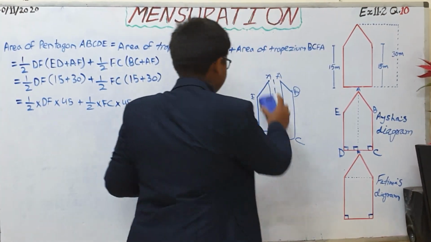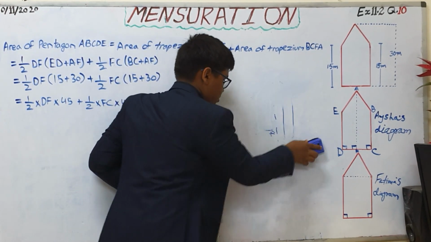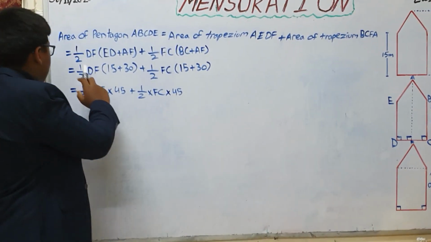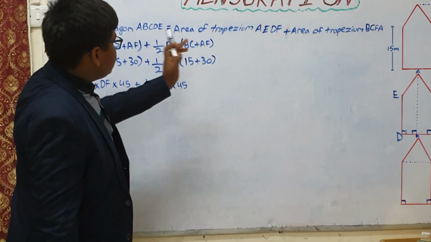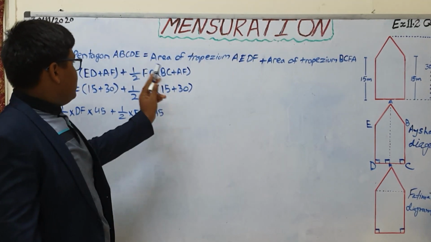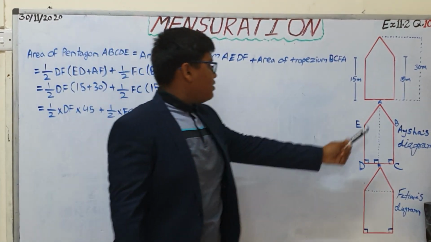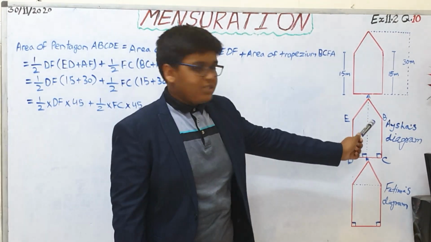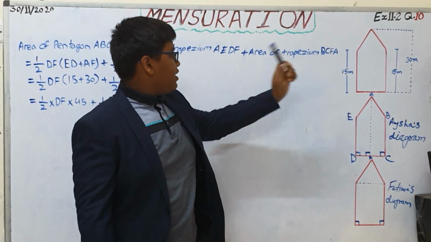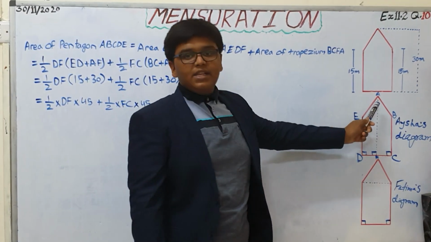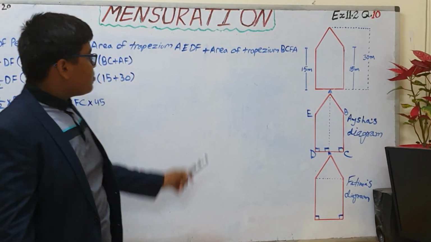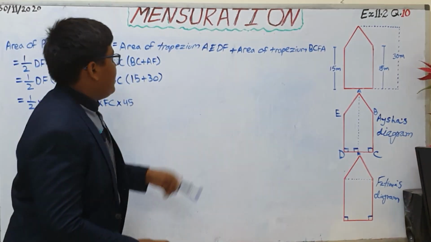Now what we are going to do? We have to do half DF. Now for finding the area of the pentagon ABCDE, we are finding the area of this trapezium first, this first trapezium AEDF. Then the second trapezium, the area of BCFA. Now we have to add them both also.